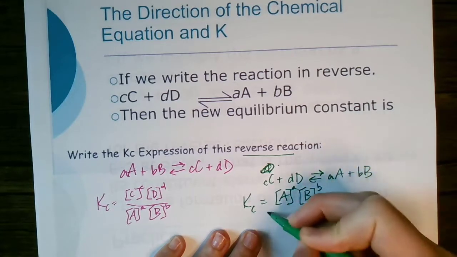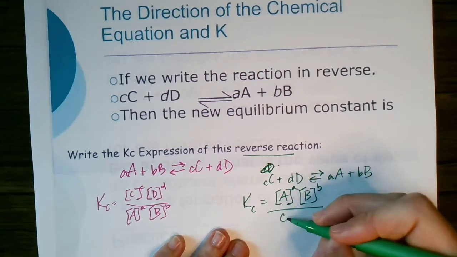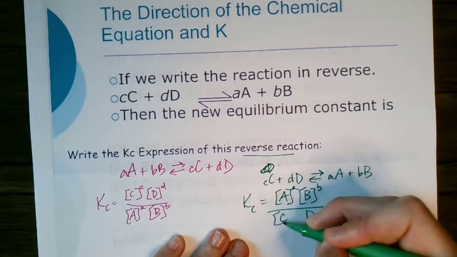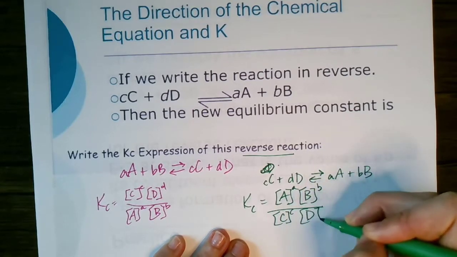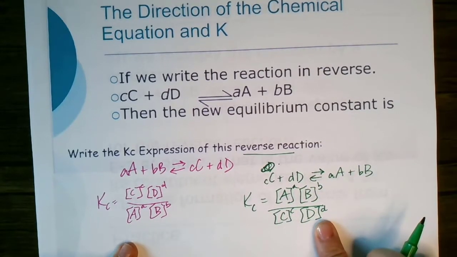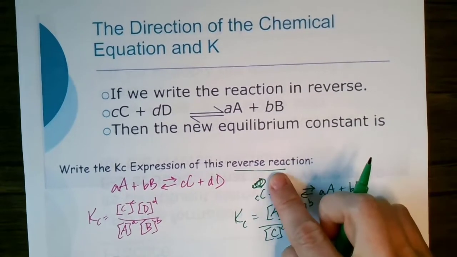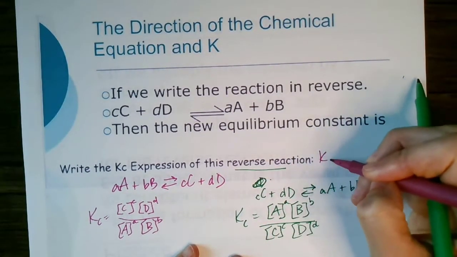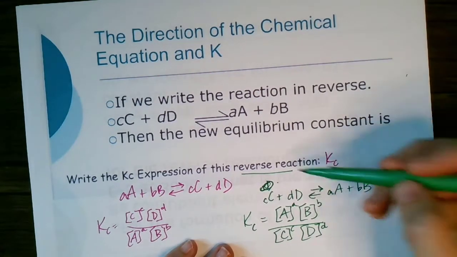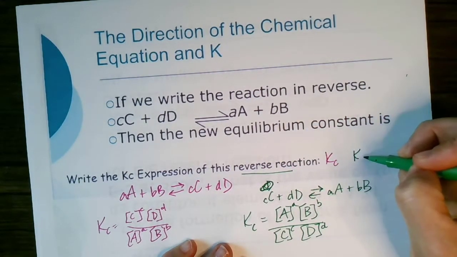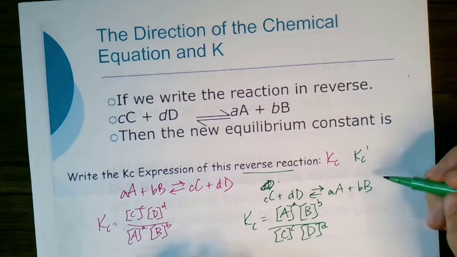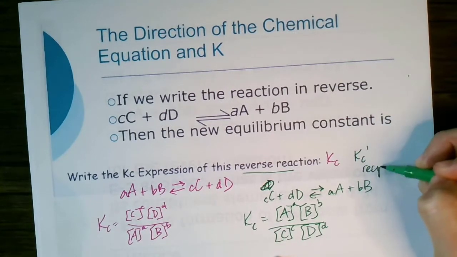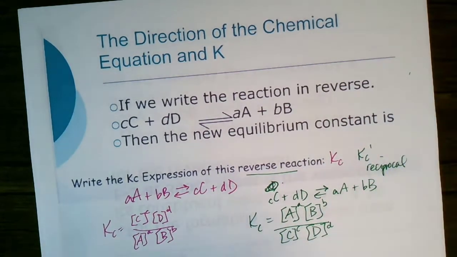And my reactants are now C and D. So it's just the reciprocal to what Kc was before. So for the reverse reaction, if I first initially had Kc, then my reverse reaction is just going to be Kc prime, or the reciprocal to what we had originally found.